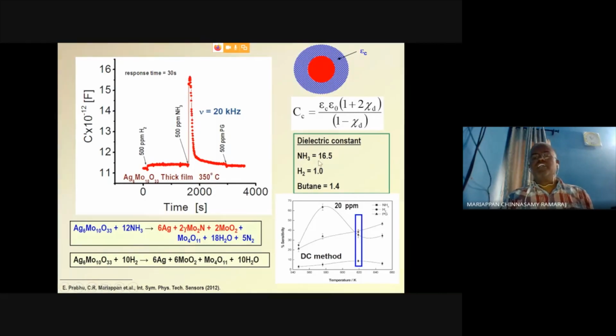The reason is the dielectric constant of ammonia is 16.5. Because of the high dielectric constant, there is a strong change in the capacitance. Whereas with hydrogen or LPG, the dielectric constant is very, very low, and you cannot see changes in the capacitance there. That's why this material with AC impedance can exactly probe only ammonia. This is a very suitable method and suitable material for an ammonia sensor.